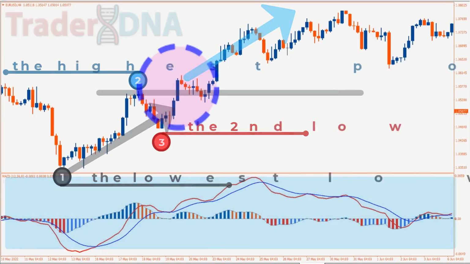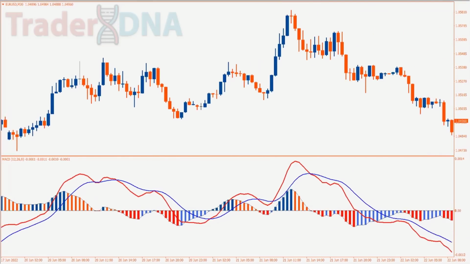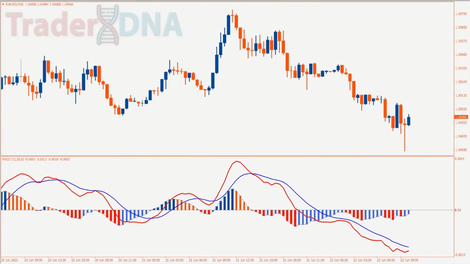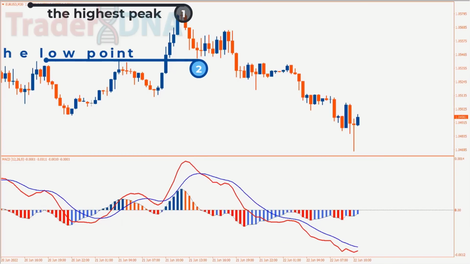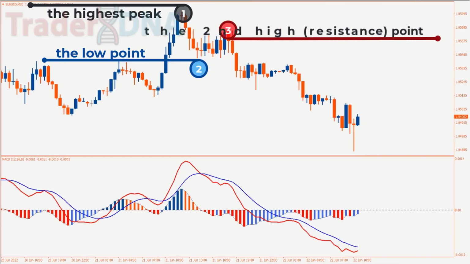In a market characterized by a downtrend, the 1-2-3 pattern emerges in a distinct manner. Initially, point 1 materializes as the highest peak, signaling resistance before the price descends. Subsequently, point 2 manifests as a lower low point, establishing a crucial support level. Finally, point 3 arises as another point of resistance, positioned lower than point 1.